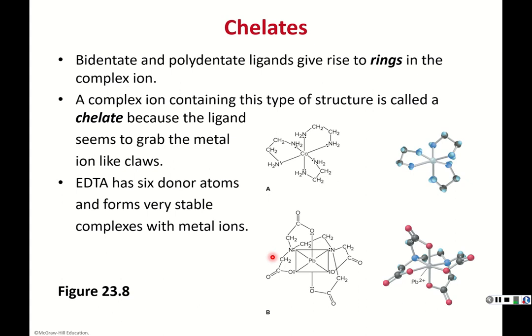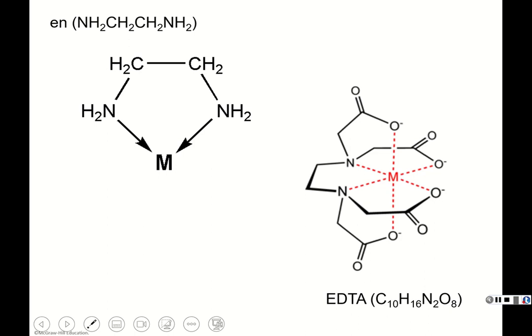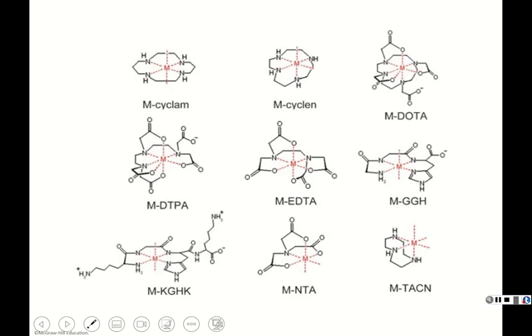But I could expect you to draw something like this with 3 EN groups coordinating a single metal. Here's just a bigger view of the EN, ethylene diamine, coordinating that metal, and as well EDTA. There's lots of these sort of chelating molecules, and some of them are shown here. EDTA is in the middle, but there are others.